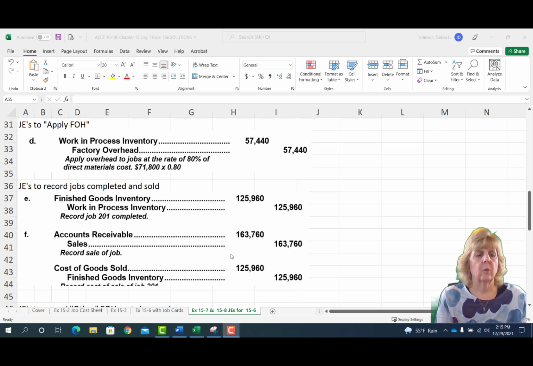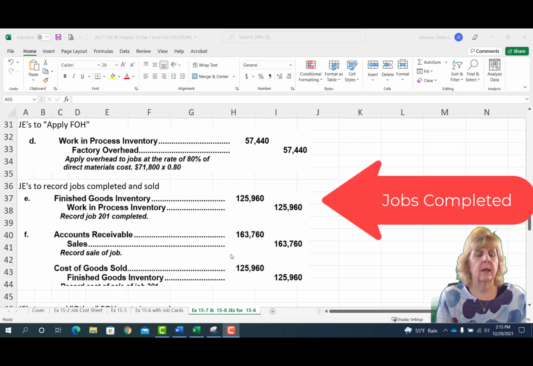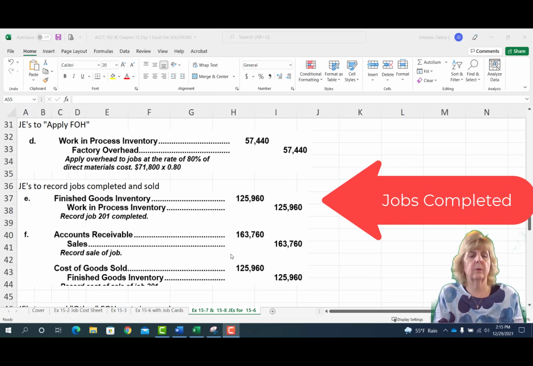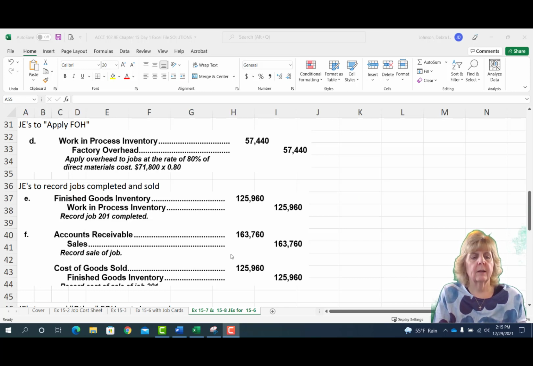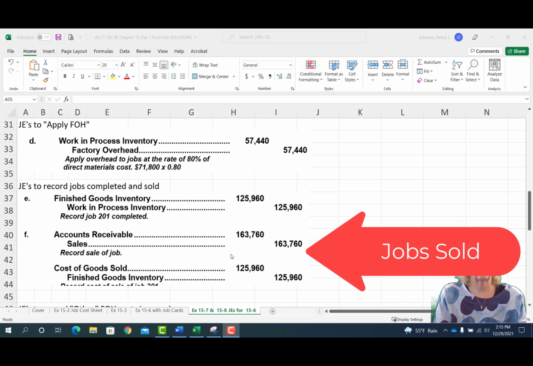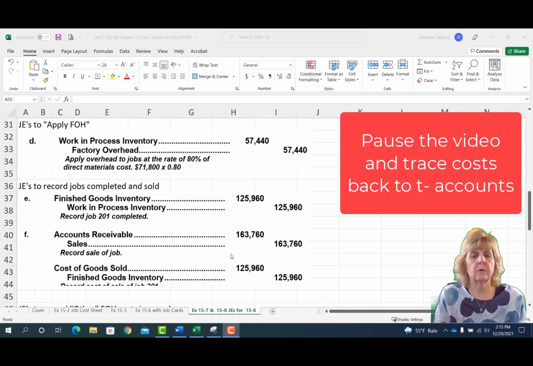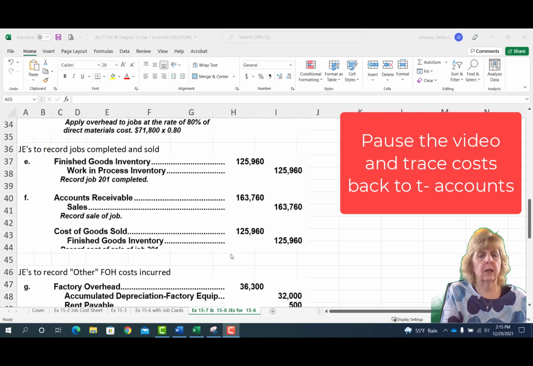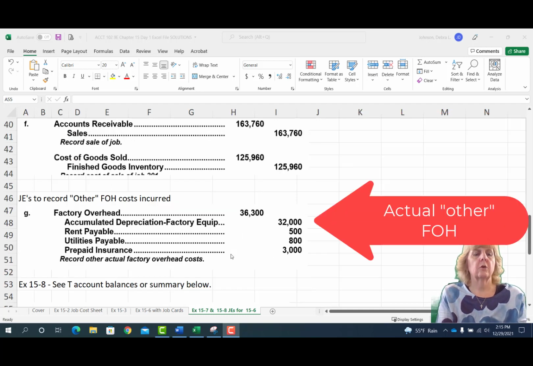Letters E and F record the jobs completed and sold. Letter E shows the transfer of the costs out of WIP and into finished goods when the job is completed. And letter F shows the revenue as well as the cost of the one job that was sold. Take a moment to look those over, pause the video, and consider tying those items back to the T accounts. And let's finish looking at the solution together. Letter G shows the other factory overhead costs incurred.